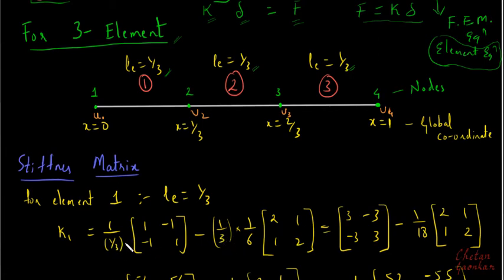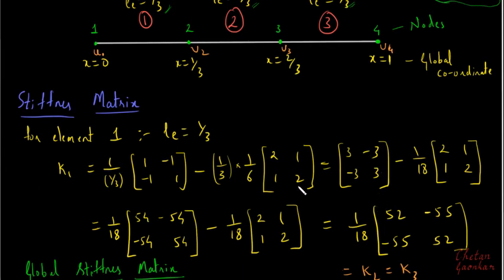And then if I multiply this 3 inside, I will get this as 3 minus 3 minus 3 3. And if I multiply this 18, 6 multiplied by 3, I will get this as 18, and this is kept as it is inside. Now what I will do is I will multiply and divide this matrix by 18, so that I get 1 by 18 common. And then if I take that common outside, and if I subtract this matrix from this, I will end up getting this matrix. So this is the stiffness matrix K1 for first element L1.